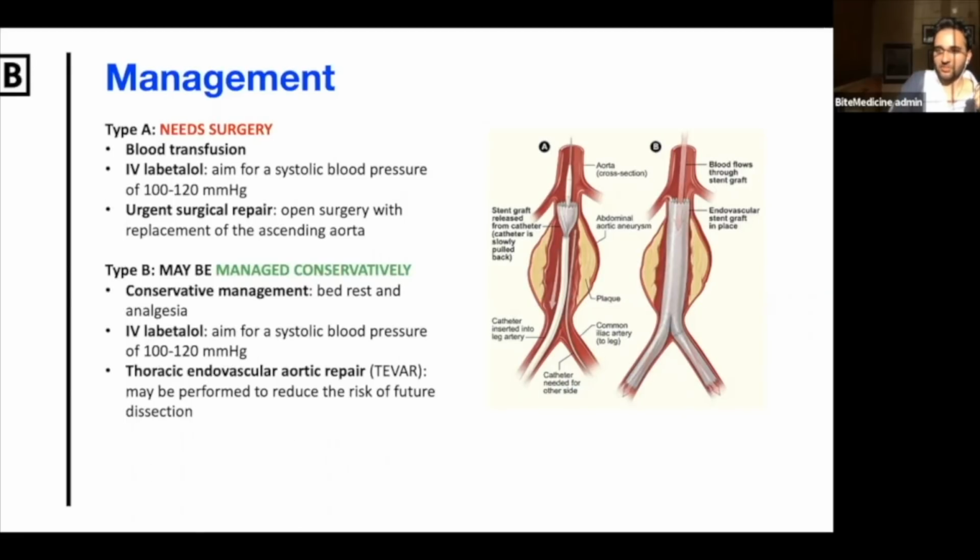You're welcome. So, and then obviously the definitive management is urgent surgical repair. For patients with type A, it's almost always done open. There's some clinicians that are trying to do it endovascularly as well, but on the whole, open surgery, you're replacing the aorta, often the root of the aorta as well. So that is how we're going to manage type A dissections. Type B can be managed conservatively.